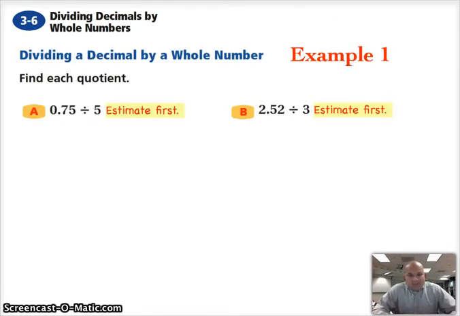Let's go ahead and go right into the teeth of it. We are tasked with finding the quotient, being the answer to any division problem. Here we have 75 hundredths divided by 5. Before we actually find the answer, we need to estimate first. When I look at 75 hundredths, I think about it in terms of 75 cents, like 75 hundredths of a dollar.